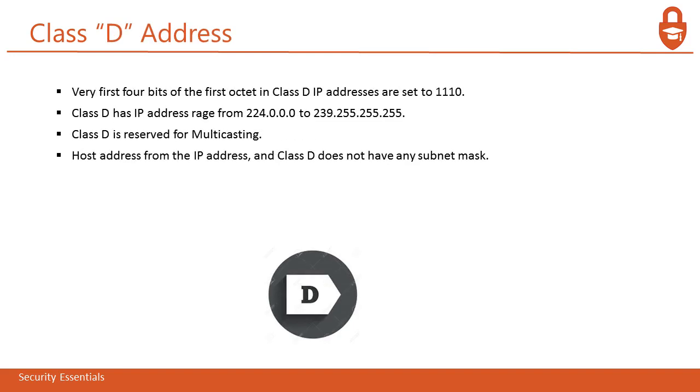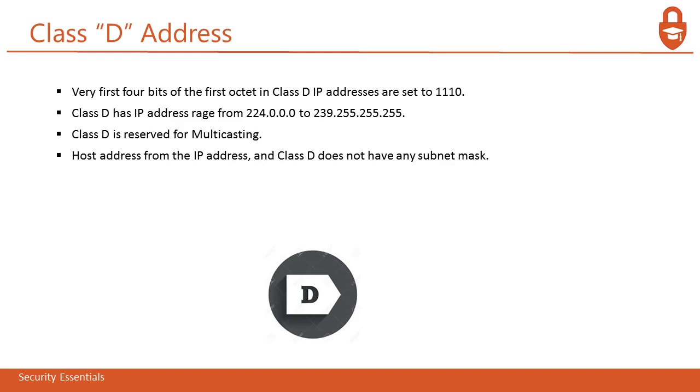In Class D, the very first 4 bits, here I am talking about the 4 bits of the first octet of your Class D IP addresses, are set to 1110. Here it is 110, here it is 1110. In Class D, the IP addresses range from 224.0.0.0 to 239.255.255.255. Class D is reserved for multicasting. We use this when we require multicasting host addresses.